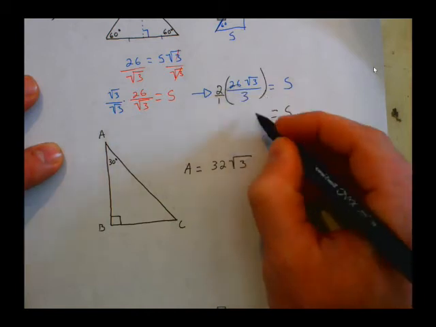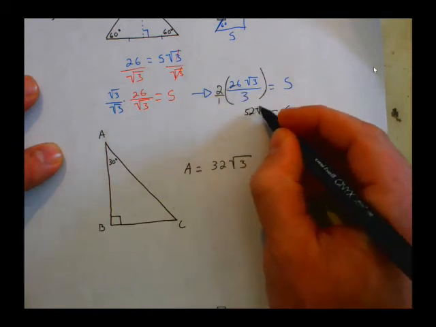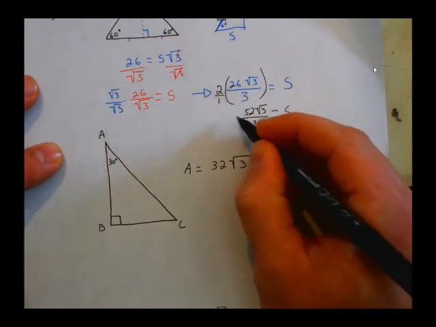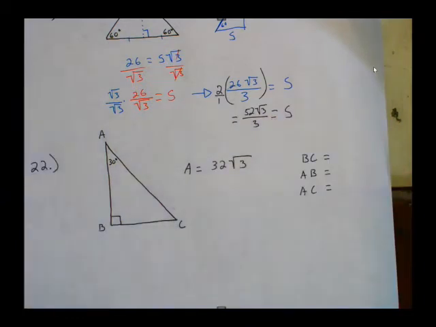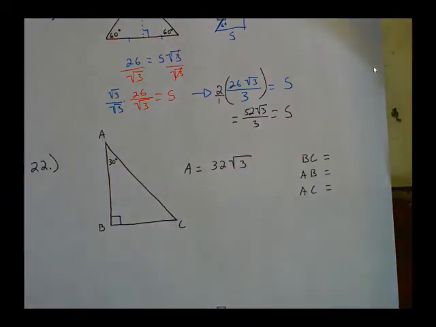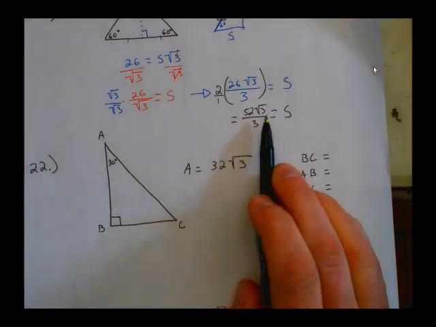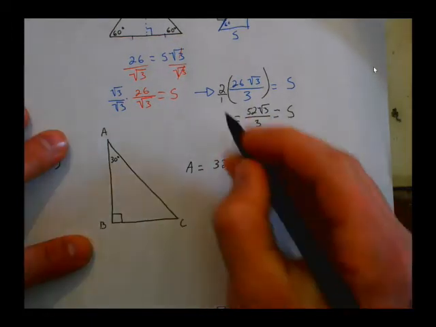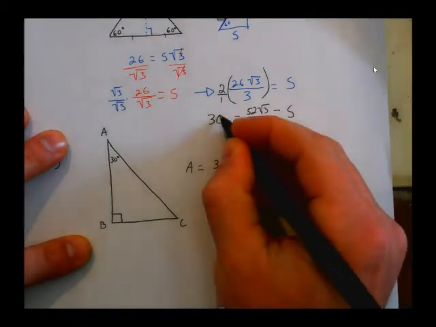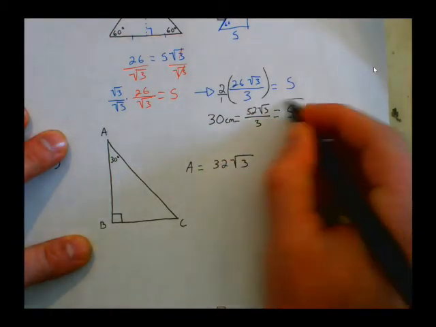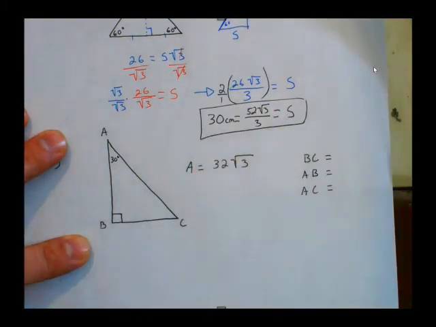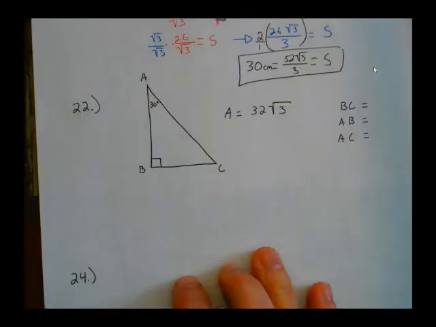So the side comes out to be 52 root 3 over 3. But they want this to the nearest centimeter. So if you go 52 times root 3 and divide that by 3, you get almost exactly 30 centimeters as your answer there. Okay, here's number 22.